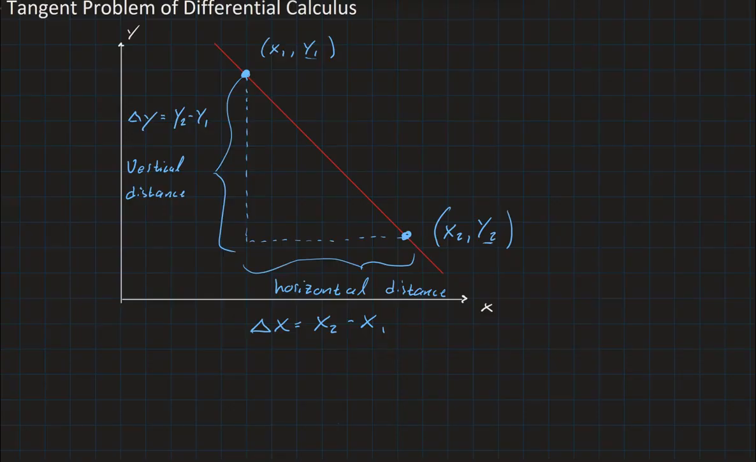Now the slope of the line, you may have seen it denoted as m before, is given by the ratio of these two distances. Delta y over delta x, the change in y over the change in x. We call this the linear rate of change, or the slope.